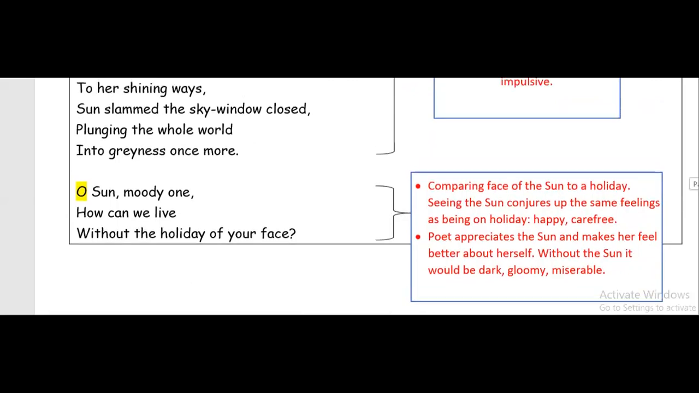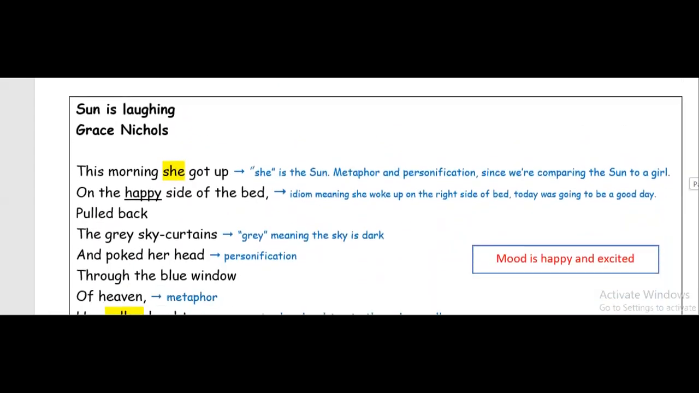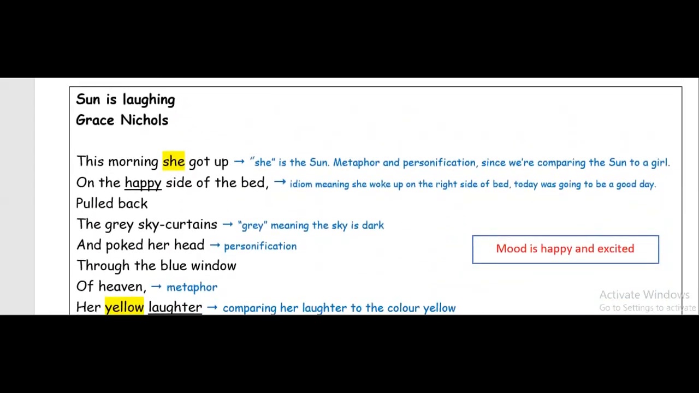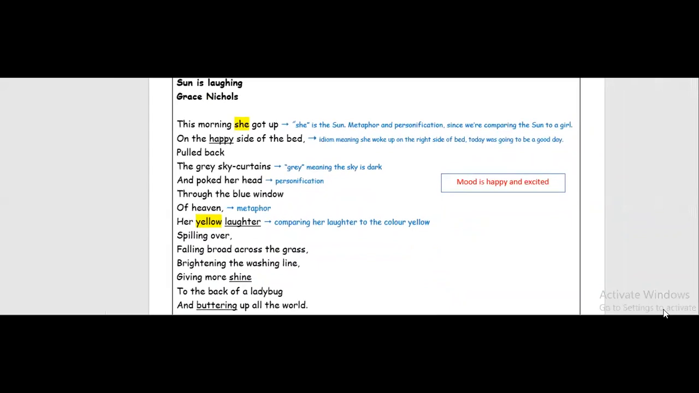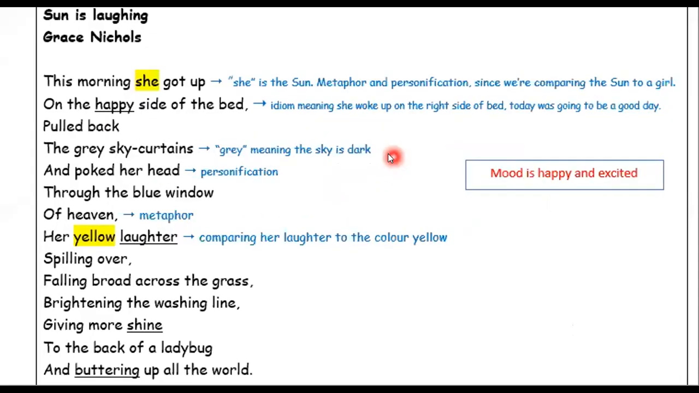So guys, now that you have a basic indication of what the poem's about, let's look at a little bit of analysis, right? Analysis means when we break down the poem to better understand it. Okay. So let's look at the first line. This morning she got up. Who is the she that the poet is talking about? The she is the sun, and what figure of speech is it?